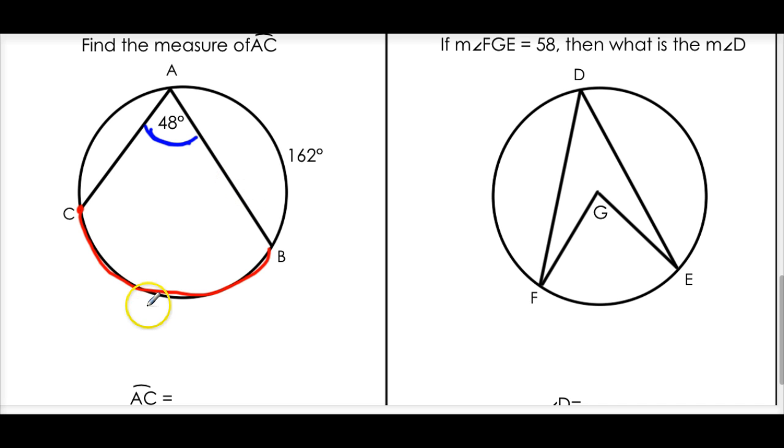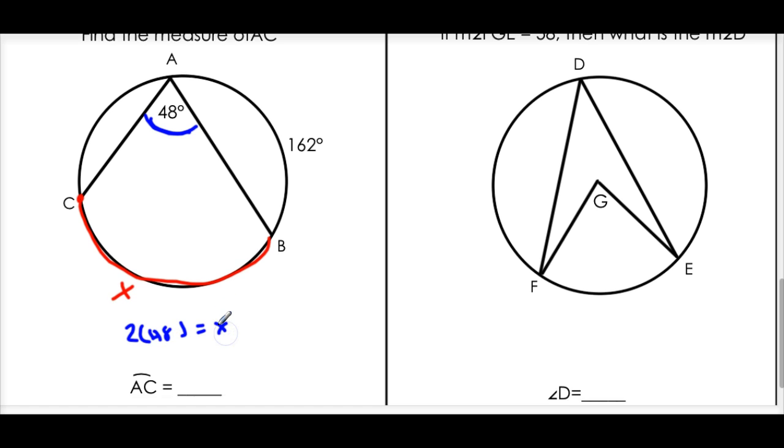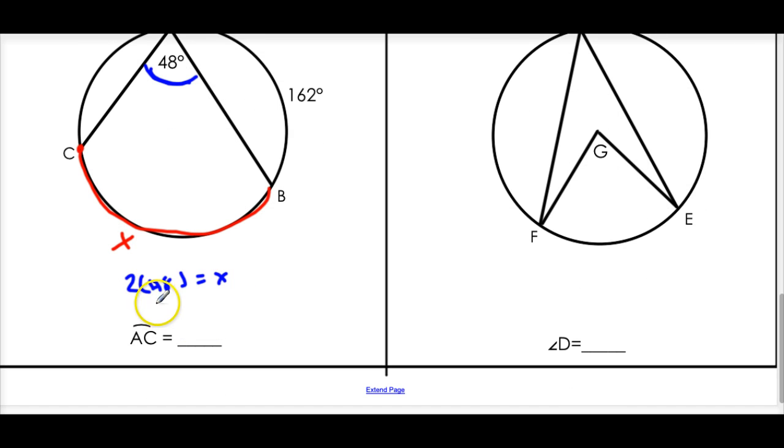2 times the inscribed angle equals the intercepted arc. So our intercepted arc is x, and let's just plug everything in. 2 times 48 is equal to x. We find out when we multiply 2 times 48, it's 96 degrees, so our intercepted arc is equal to 96. All right? Arc CB is 96 degrees.